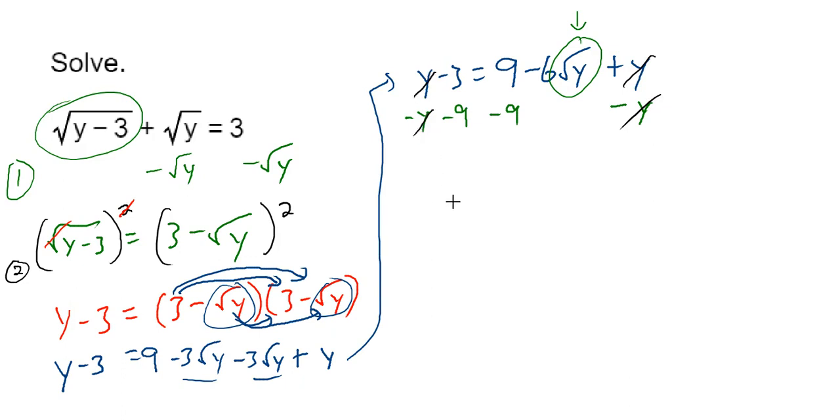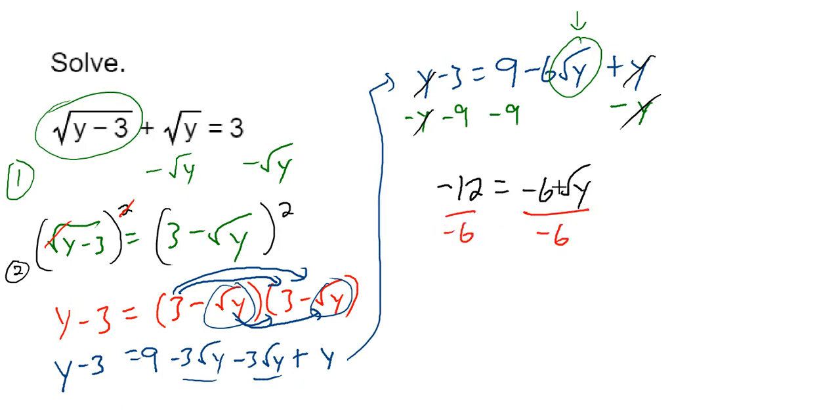That's the best thing that can happen for these problems, because now we have a pretty simple equation. We're going to have negative 12 equals negative 6 square root of y. Everything else just went away or simplified in some other way. Again, we want to get the square root by itself, so let's get rid of this negative 6. We'll divide it to the other side.